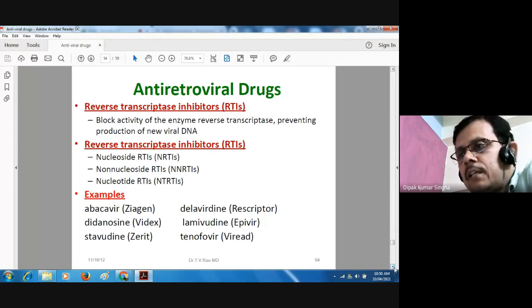Reverse transcriptase inhibitors block the activity of the enzyme reverse transcriptase and prevent the production of new viral DNA.